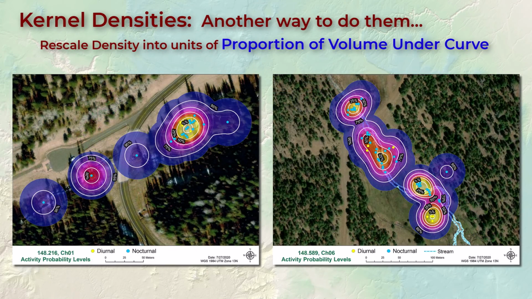So maybe someday ArcGIS will redesign their kernel density tool to give this type of output. In the meantime, if you want this type of thing, you're going to have to create it yourself.